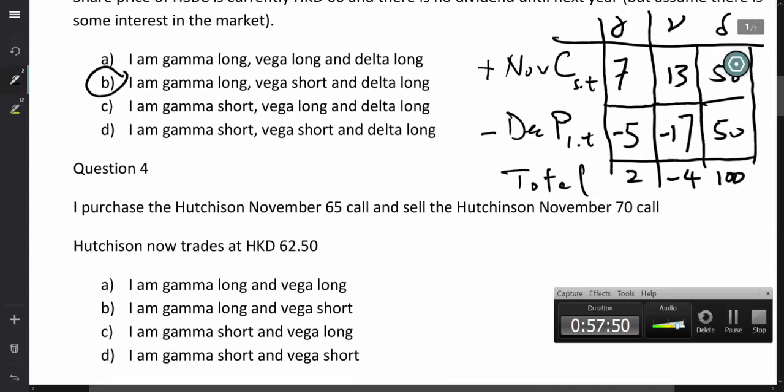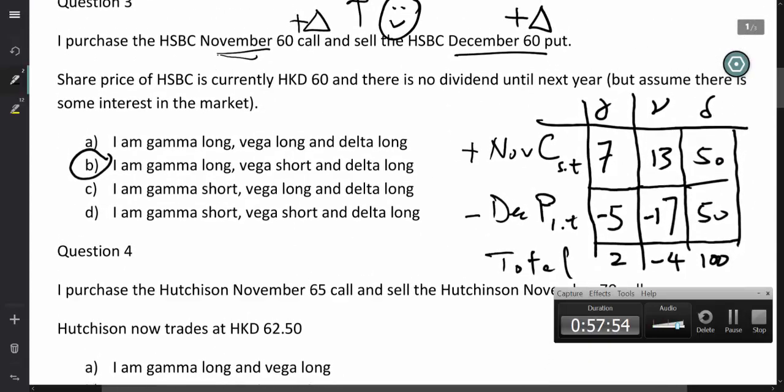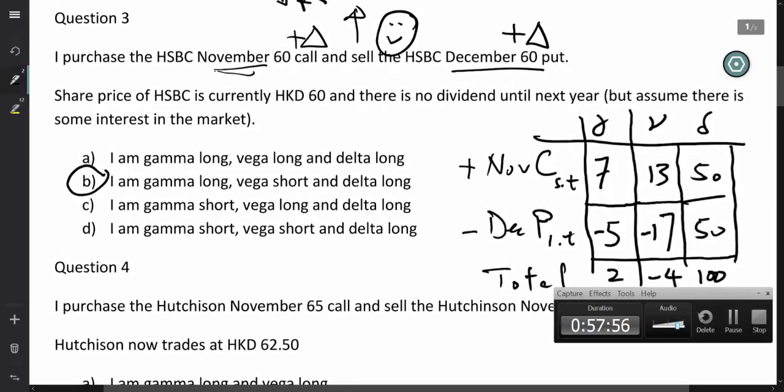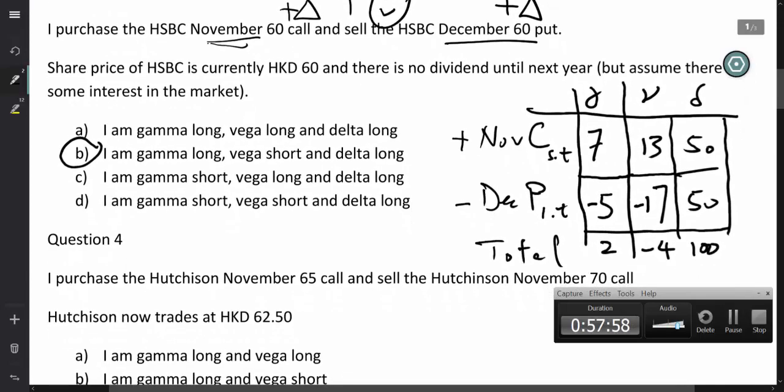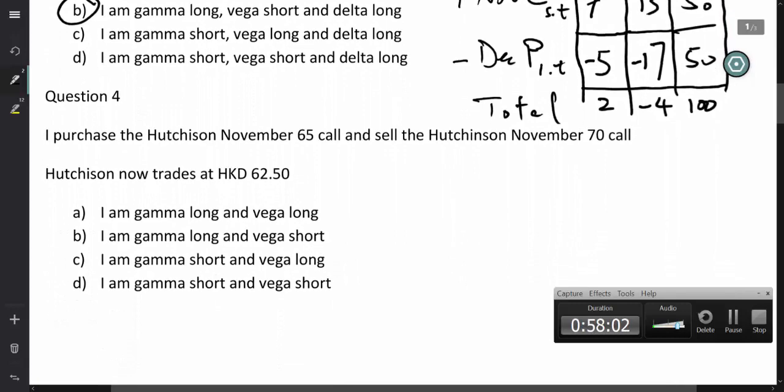I think trading is a lot of fun. Everyone is okay? If not, everything here is on record.